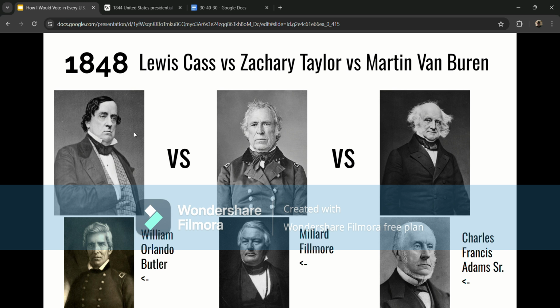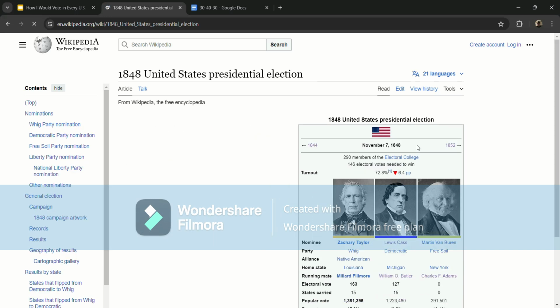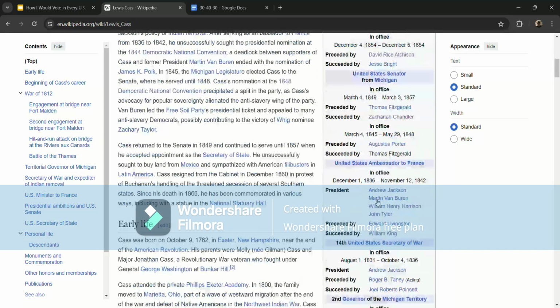So I'll start with Lewis Cass since he's on the left. His biggest appeal is pretty much riding on the coattails of the successes of James K. Polk. And his appeal is experience. So his experience is actually plentiful.